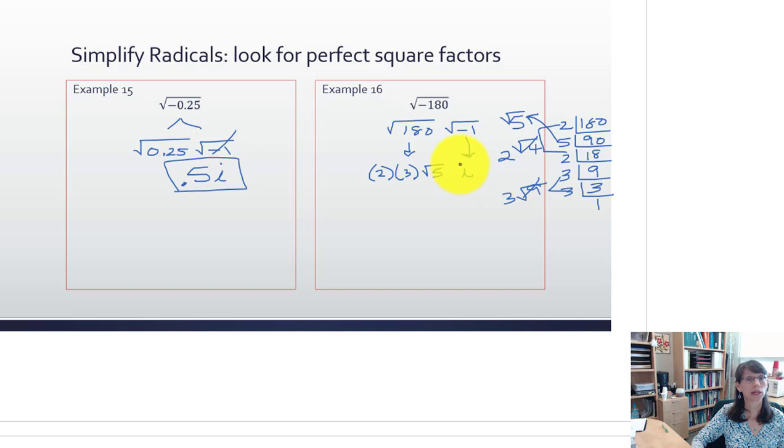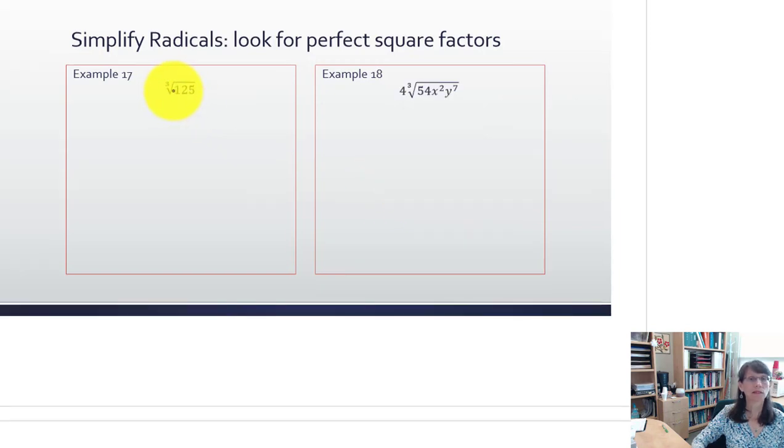-1 is our complex i. So it looks like clearing the radical, 2 times 3 would be 6, square root of 5, i. There's our final answer. Next we have a cube root. So slow down a little bit on this one. To have a cube root means we are looking for 3 identical factors now instead of just 2.